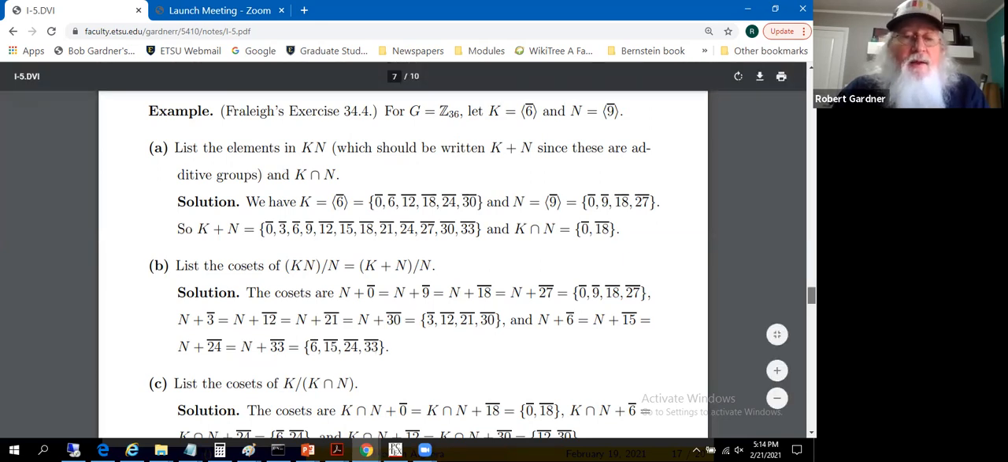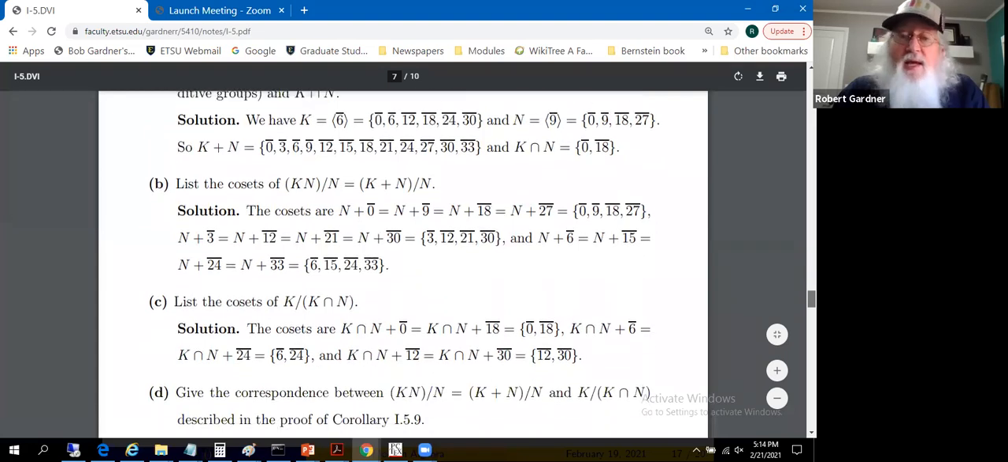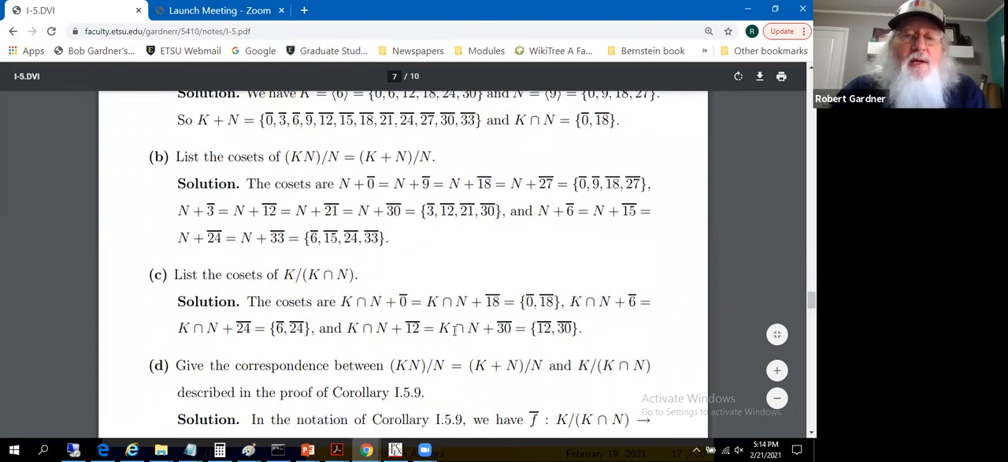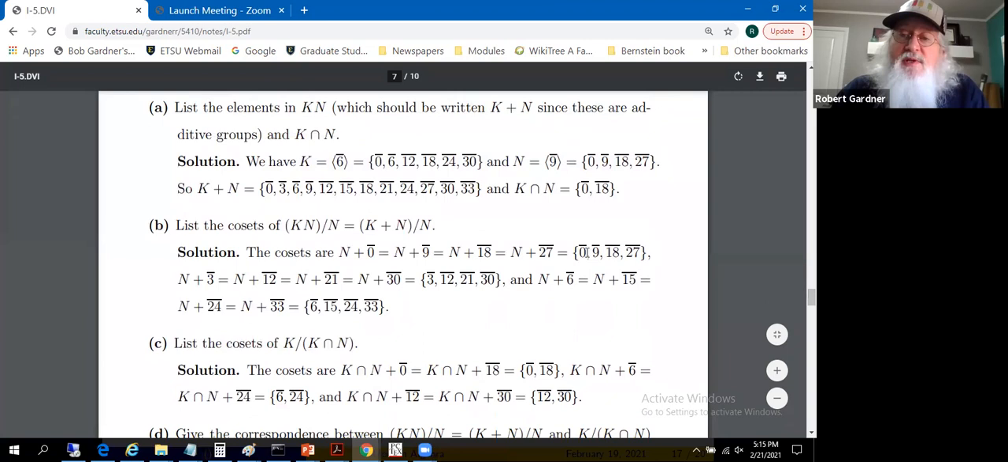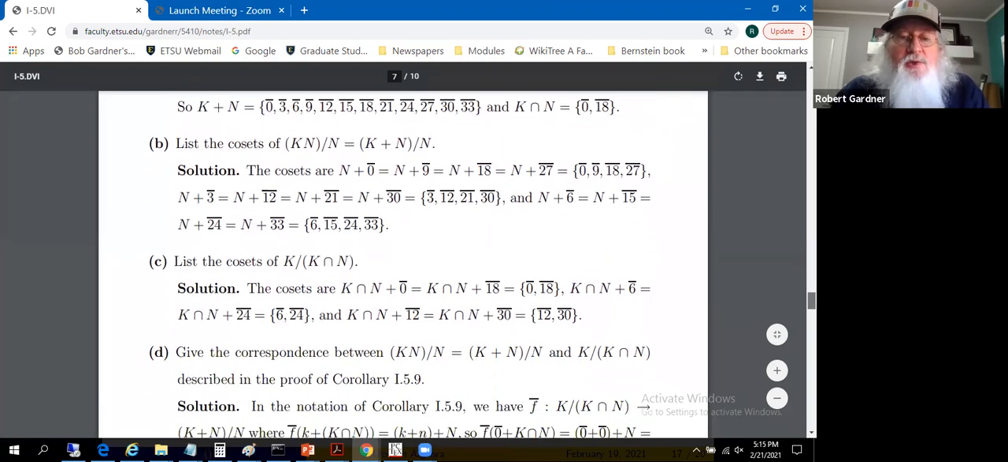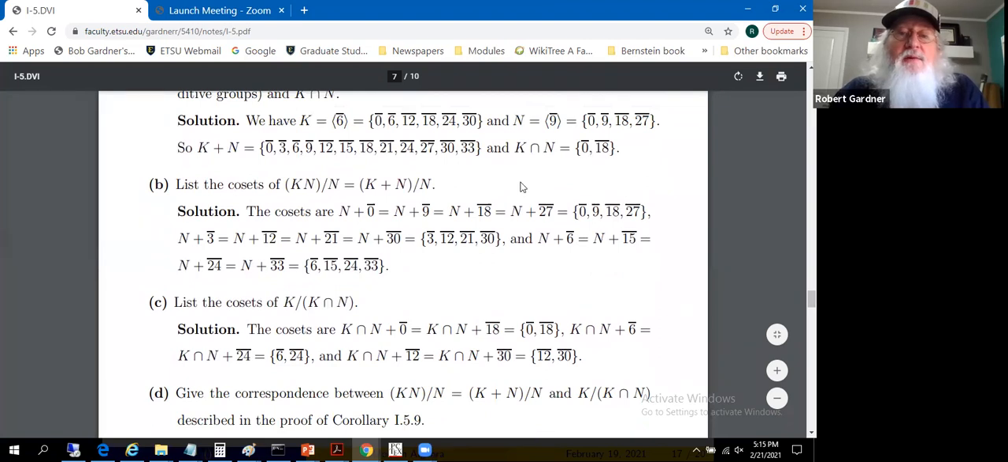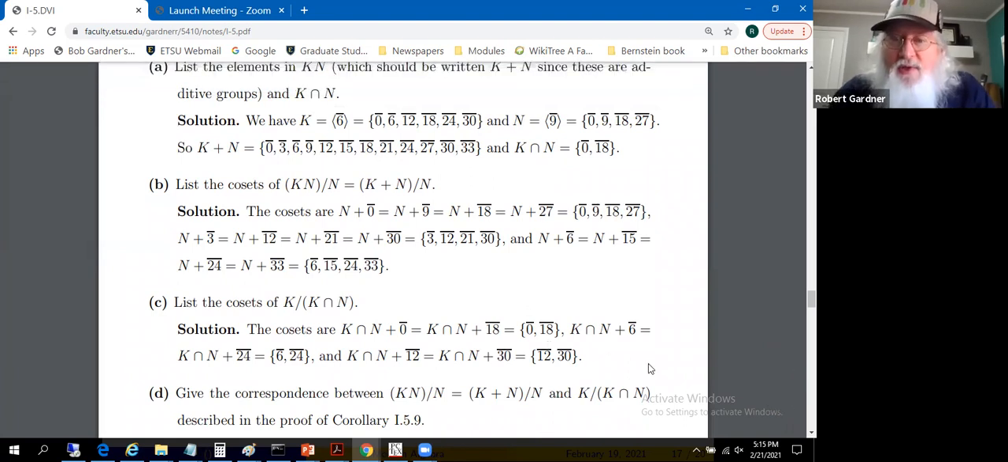Let's look at K mod K intersect n. All right, K intersect n consisted of 0 bar and 18 bar. To that, we will add elements of K, which would be these 0 bar through 30 bar, things that are 0 mod 6. Performing the arithmetic, like I said, I don't want to go through this in great detail. The notes are posted online. We'll produce these 3 cosets: 0 bar, 18 bar, which is K intersect n itself; 6 bar, 24 bar; 12 bar, and 30 bar. So we get these 3 cosets.